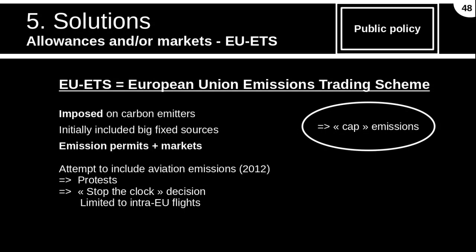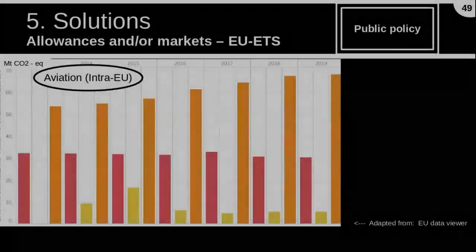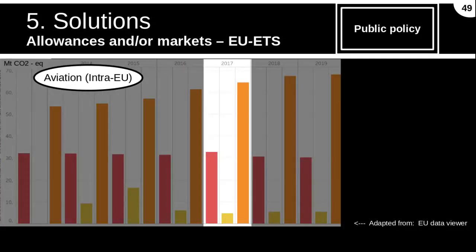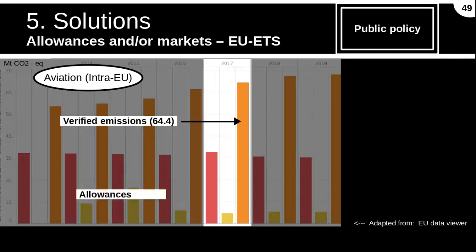What was the impact of this system on aviation emissions? Let's have a look at a graph from the EU Data Viewer for Aviation and focus on 2017. The emissions, the verified emissions, are 64 million tons of CO2, and they grew. The allowances, or rights to emit CO2, were allocated for free, or auctioned or sold. The total amount is 37 million tons of CO2.